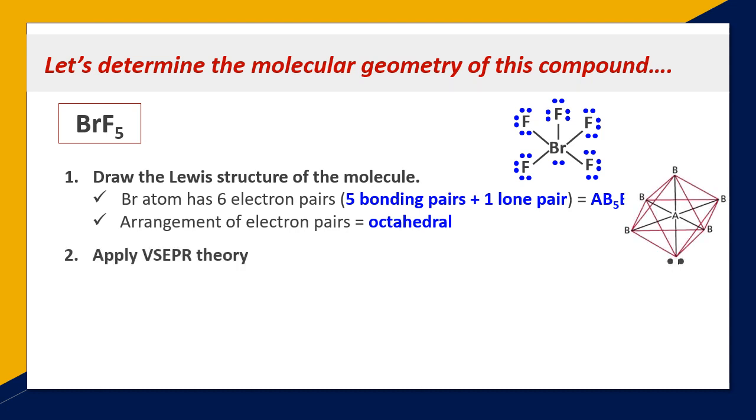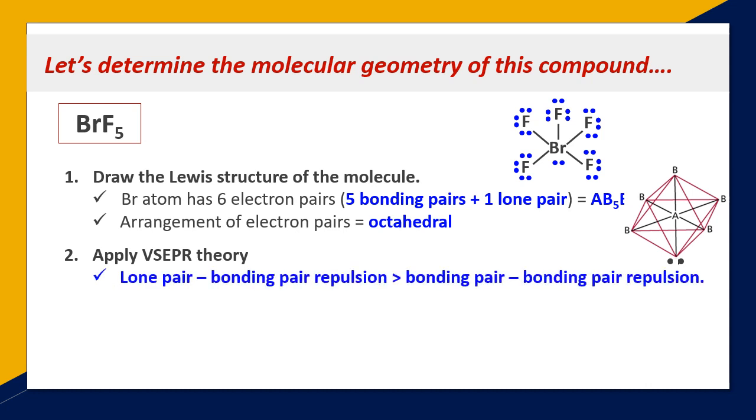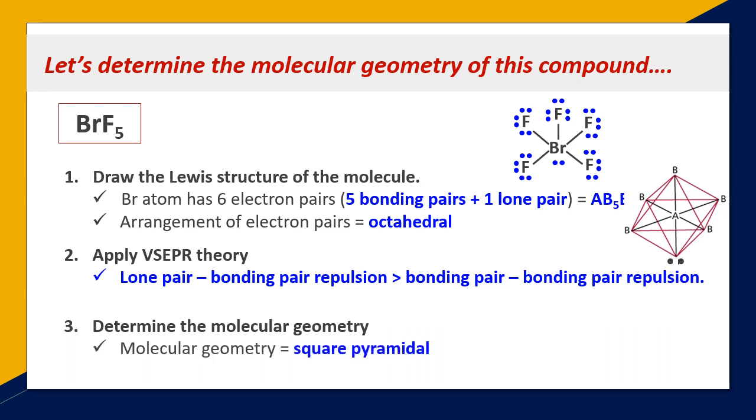Next, apply the VSEPR theory. According to the theory, the lone pair-bonding pair repulsion is stronger than the bonding pair repulsion. Then we can determine the molecular geometry. The molecular geometry for this molecule is square pyramidal. The bond angle must be less than 90 degrees.